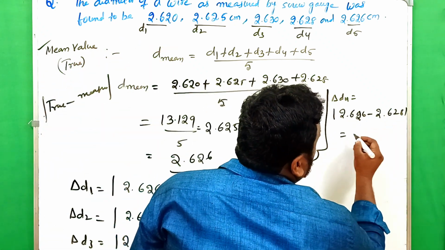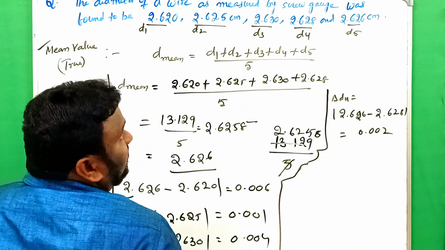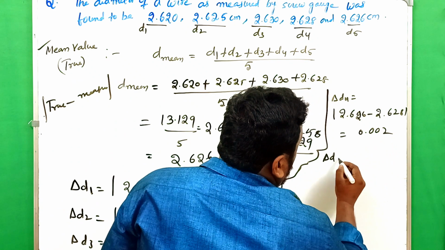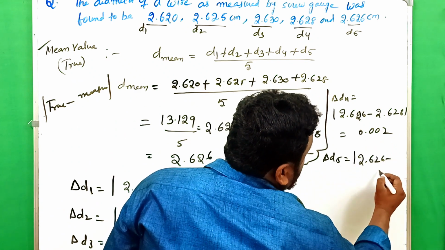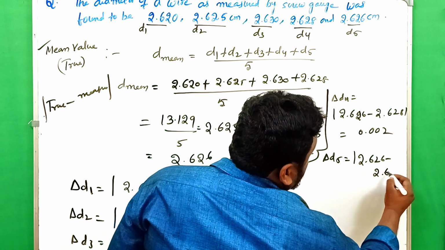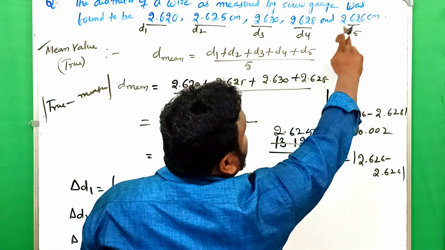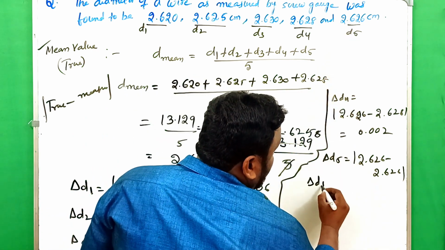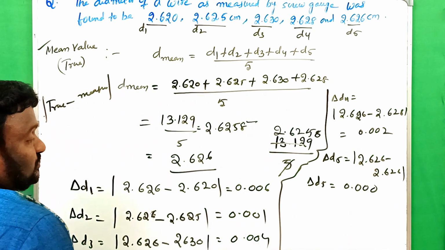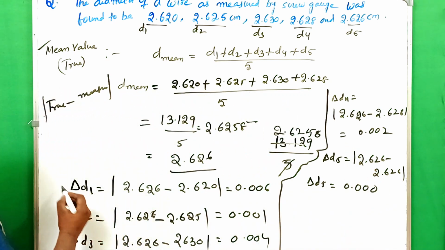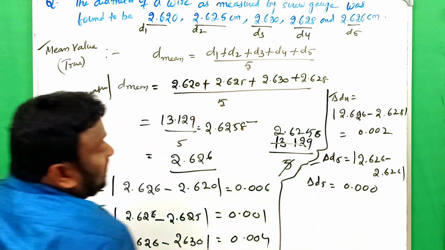2.628, that is equals what? Mod of 0.002. And similarly here, now the fifth one, delta d5 is equals what? 2.626 minus 2.626. Here 2.626 already was given. Then what is the absolute error of the fifth one? 0.000. So now this is about the absolute error of each measurement.